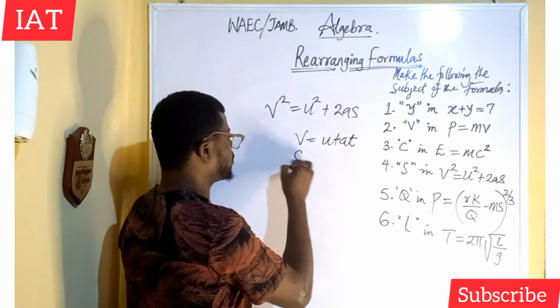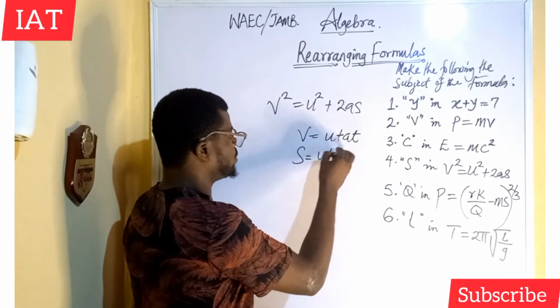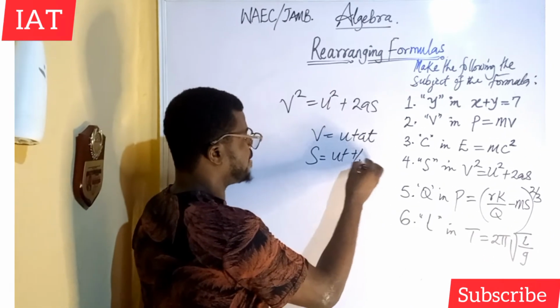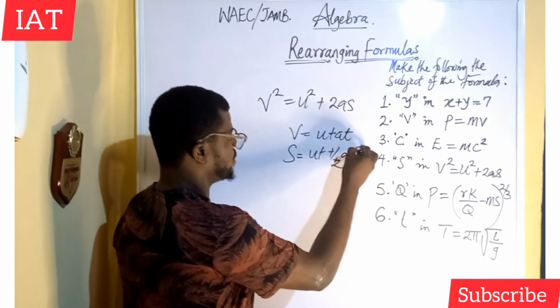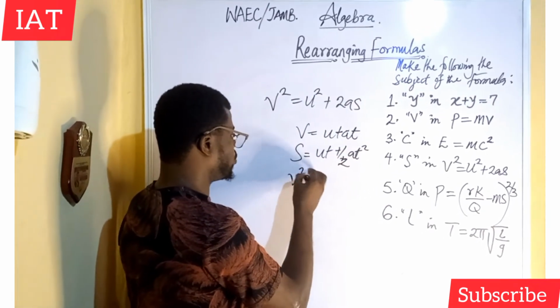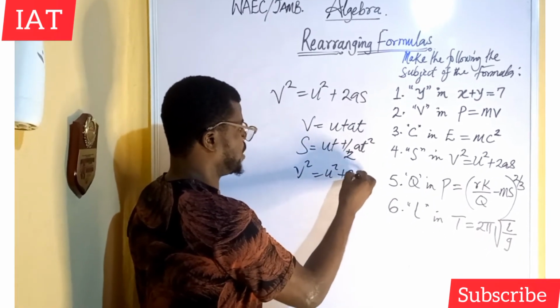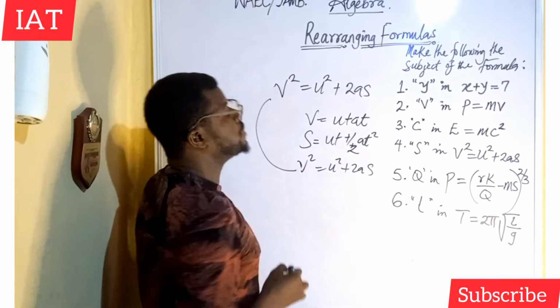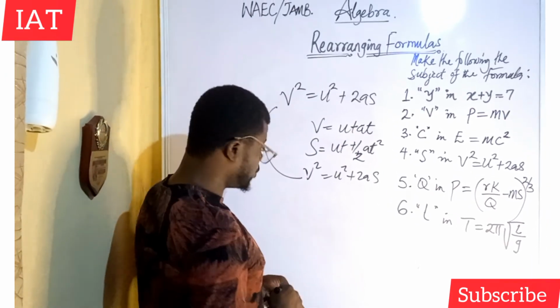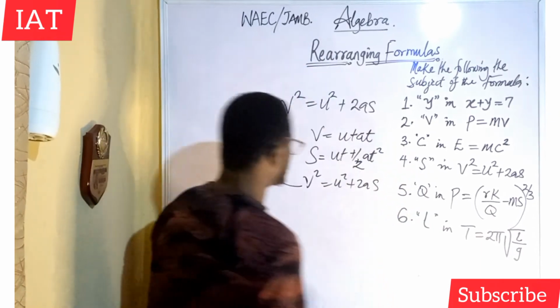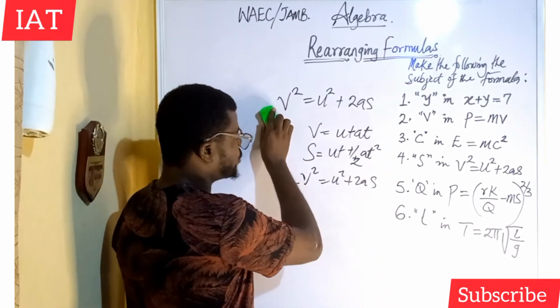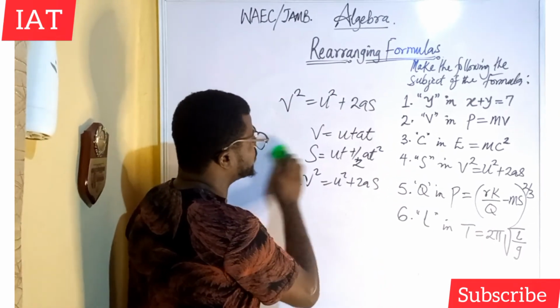The second expression talks about the distance, which is ut plus half at squared. And then the third is v squared equal to u squared plus 2as. So you can see this is the Newton third equations of motion. Equations of motion, not the third law. The third law says to every action there is always equal but opposite reaction.